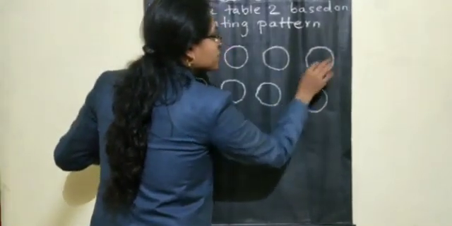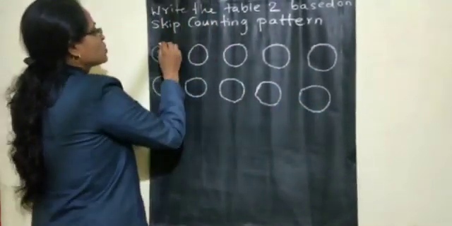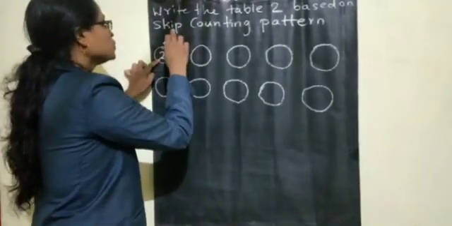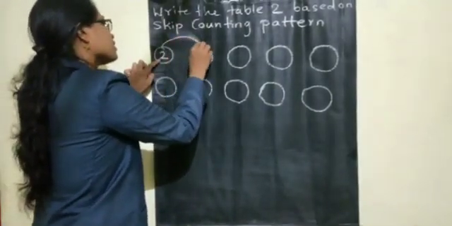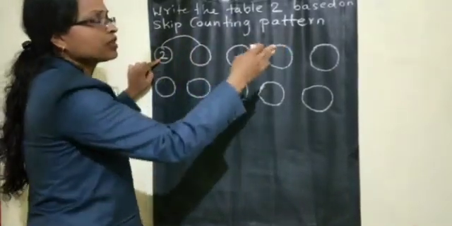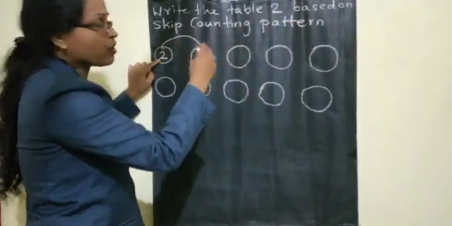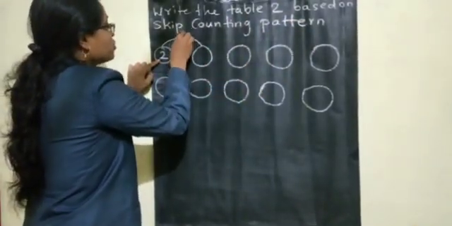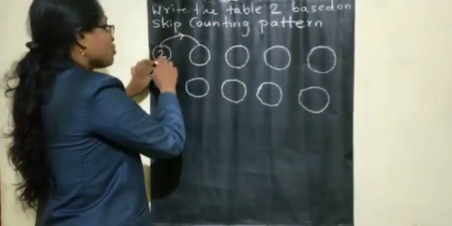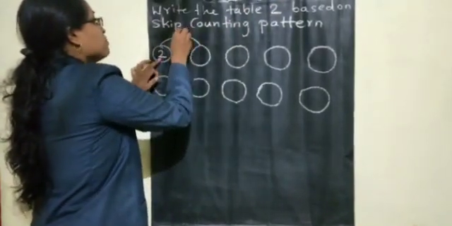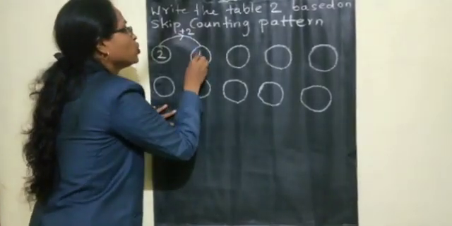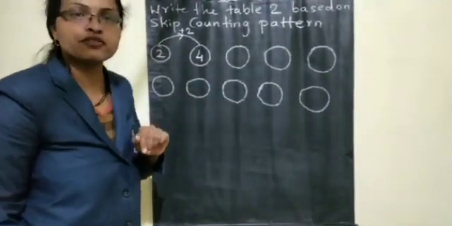Here I don't have the place, so I am writing down. So now 2. Now children, you are going in increasing order, so your arrow will move to your right hand side. Now for 2, if you add plus 2, 2 plus 2 is 4.